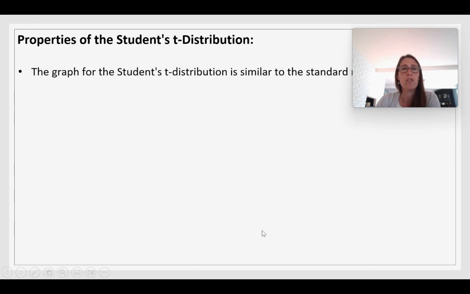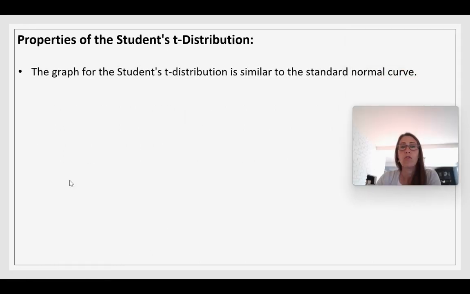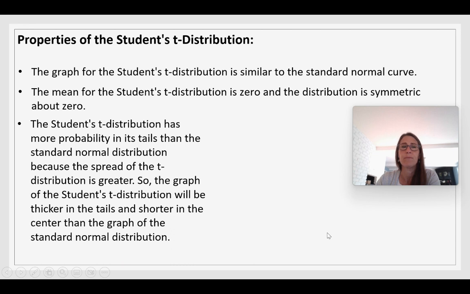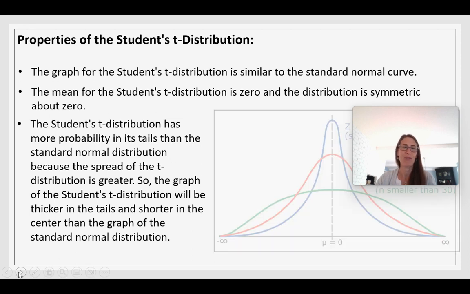So, properties of the student's t-distribution. The graph for the student's t-distribution is similar to the standard normal curve. The mean is 0, and the distribution is symmetric about that mean, that 0. It has more probability in its tails than the standard normal distribution because the spread of the t-distribution is greater. So the graph will be thicker in the tails and shorter in the center than the graph of the standard normal distribution.